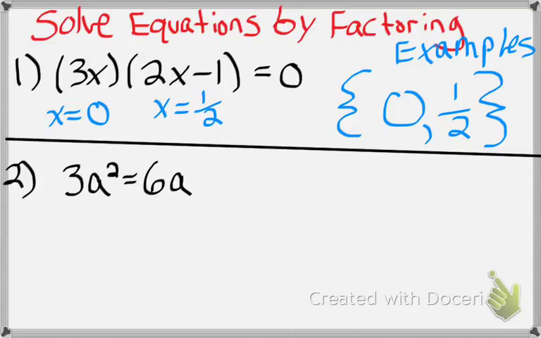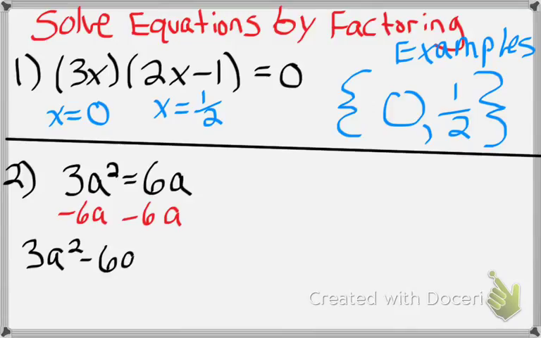Sometimes you'll be given the equation, like in example 2, where you won't have it equal to 0. So the first thing you're going to do is make it equal to 0, meaning move everything to one side. So let's move that 6a to the other side. It's positive 6a, so the opposite is negative 6a. If we do that, we'll have 3a squared minus 6a equals 0. Now you're ready to go.